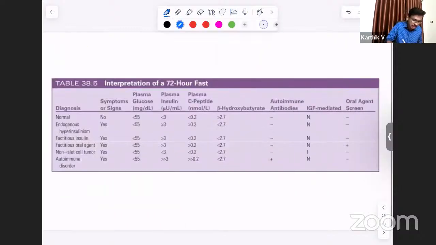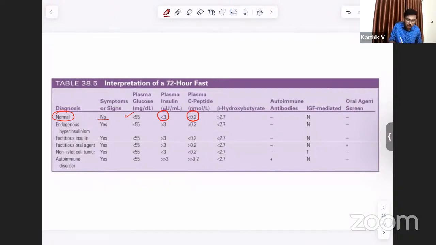Now, just see the table and see in a normal individual, if he's undergoing prolonged fasting, then he can also have hypoglycemia. But he's unlikely to have prior symptoms or signs. The blood glucose would be 55. And what would happen to the insulin levels? The insulin levels will be suppressed, C-peptide levels will be low, and beta hydroxybutyrate would be high because of starvation ketosis. What happens with endogenous hyperinsulinism, as in insulinoma? The patient will have symptoms. The blood glucose will be less than 55. The insulin levels will be high. The C-peptide levels will be high, and beta hydroxybutyrate will be low because the ketogenesis is suppressed.